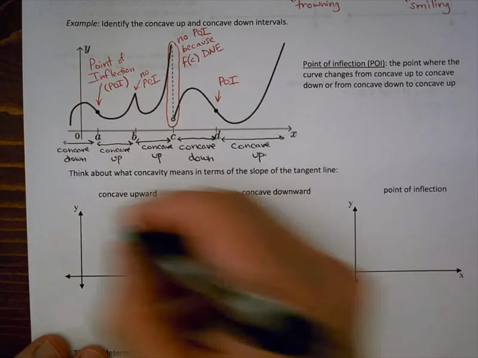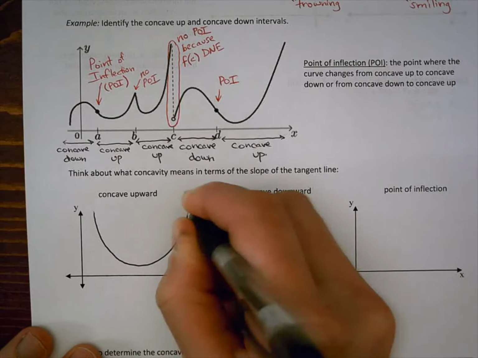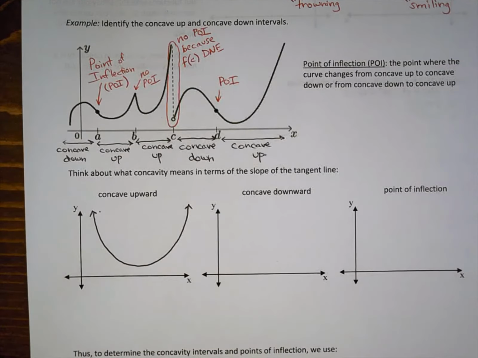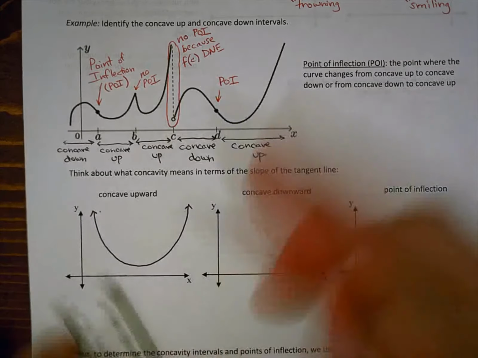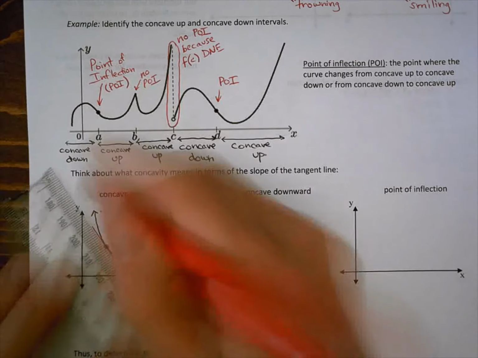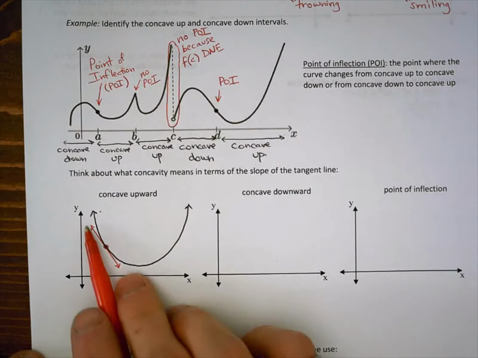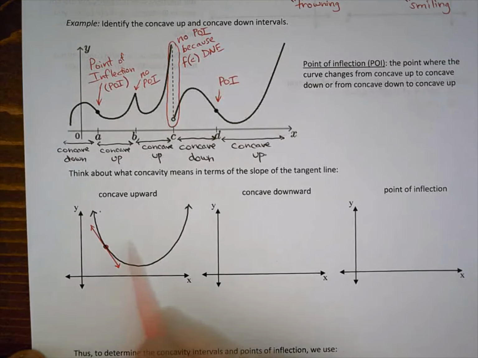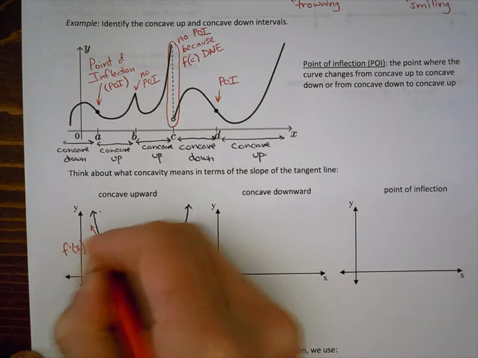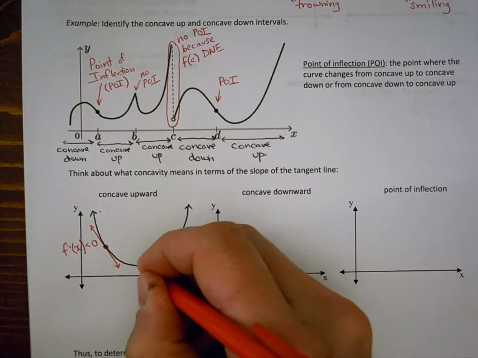Let's say you have a parabola from grade 10. So I'm going to draw a nice concave up parabola. Think about what is happening here. If I were to draw a tangent line here, what's the slope of this tangent line? Well, it's a negative slope, so therefore the derivative at this point is less than 0. It's a negative slope, negative derivative.